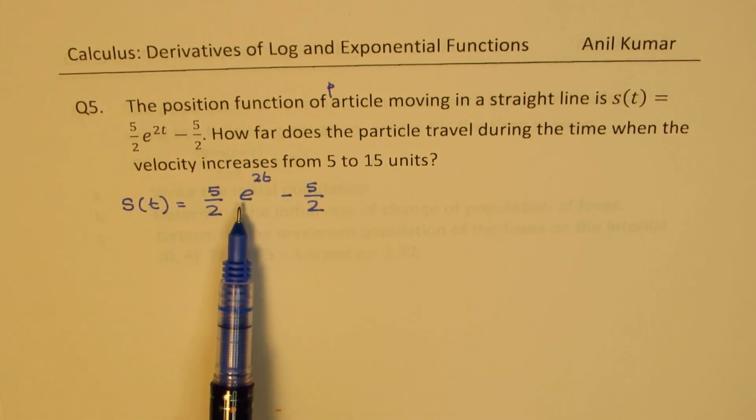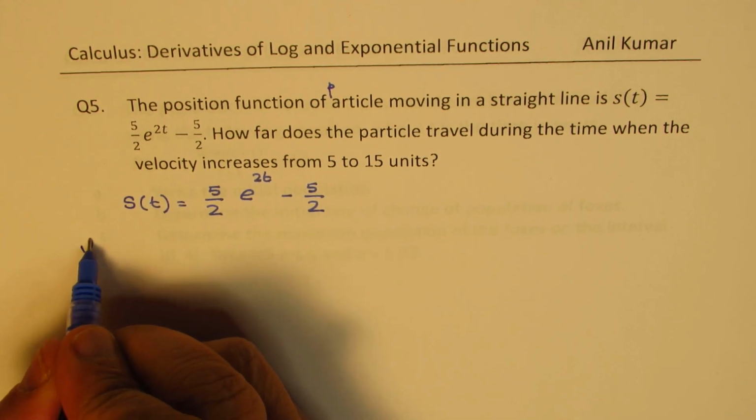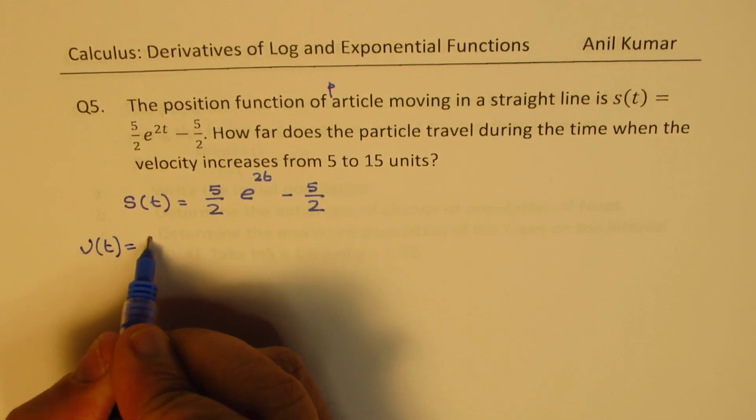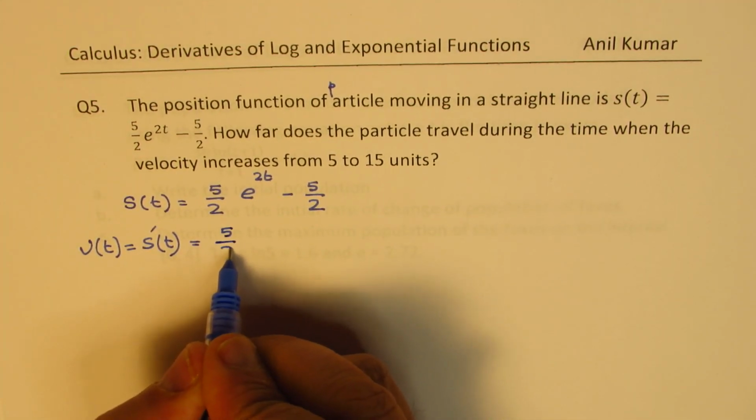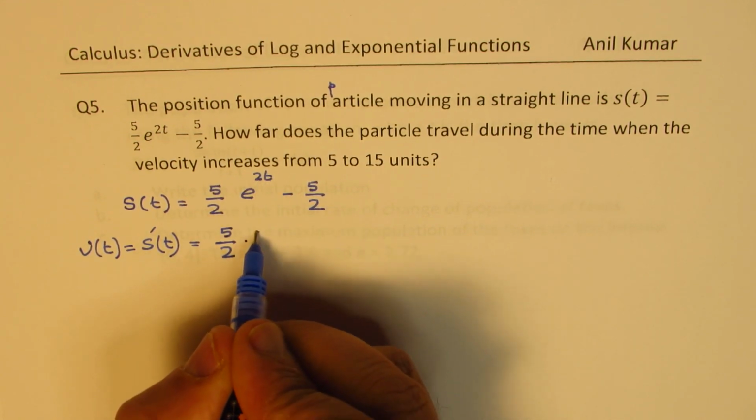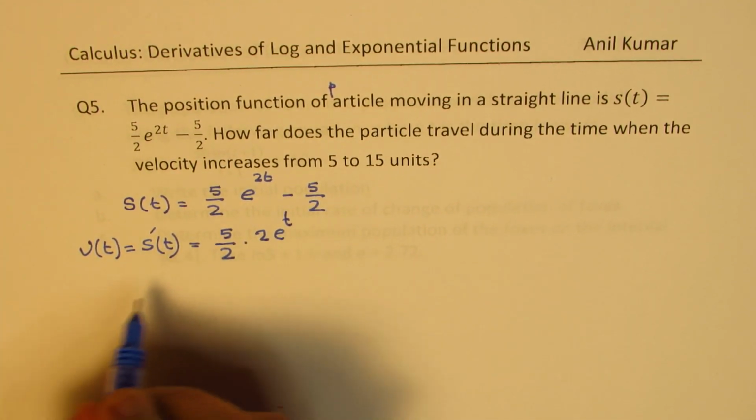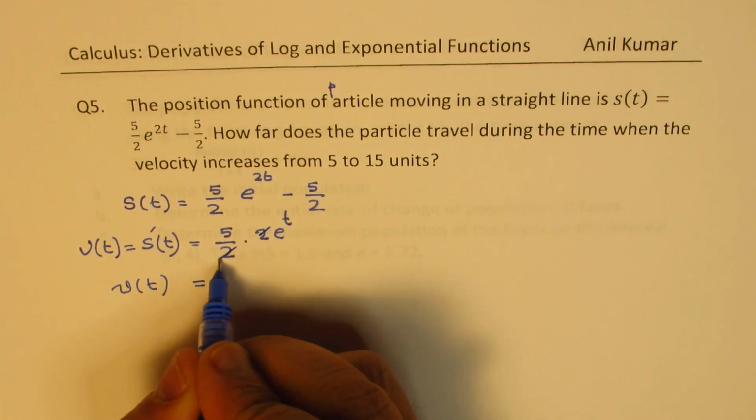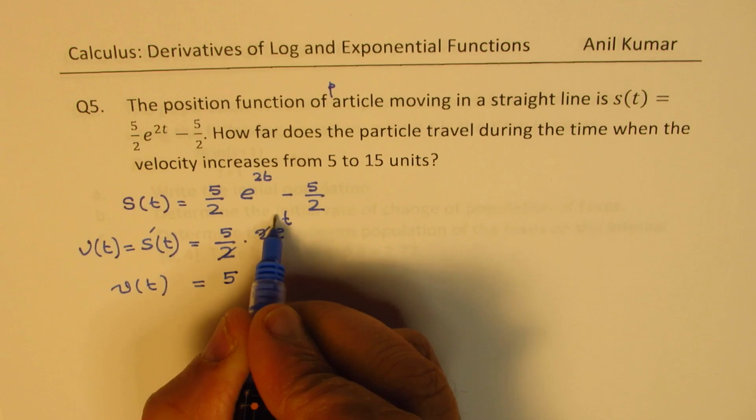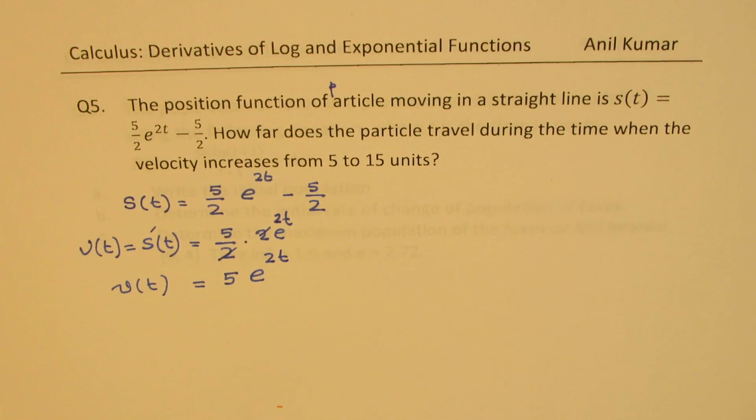Now this is an exponential function, so it will always be increasing, correct? Okay, so let's find the derivative of this function, and we know velocity is the first derivative of the displacement function. So what we get here is 5 over 2 times the derivative of 2t, which is 2, e to the power of 2t. Right. So the derivative is basically the velocity, which is equal to, 2 and 2 cancel, we get 5 e to the power of 2t, right? So that becomes the derivative.